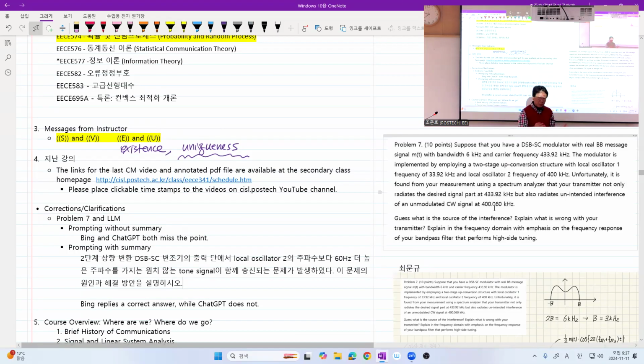Of course, in some countries, I remember Japan has a 50 hertz AC power line. However, 60 is a very special number. So I extracted that number and gave the large language models in this way. Specifically, I said the interference is 60 hertz higher than the local oscillator frequency 2. And actually not being, sorry, Gemini.